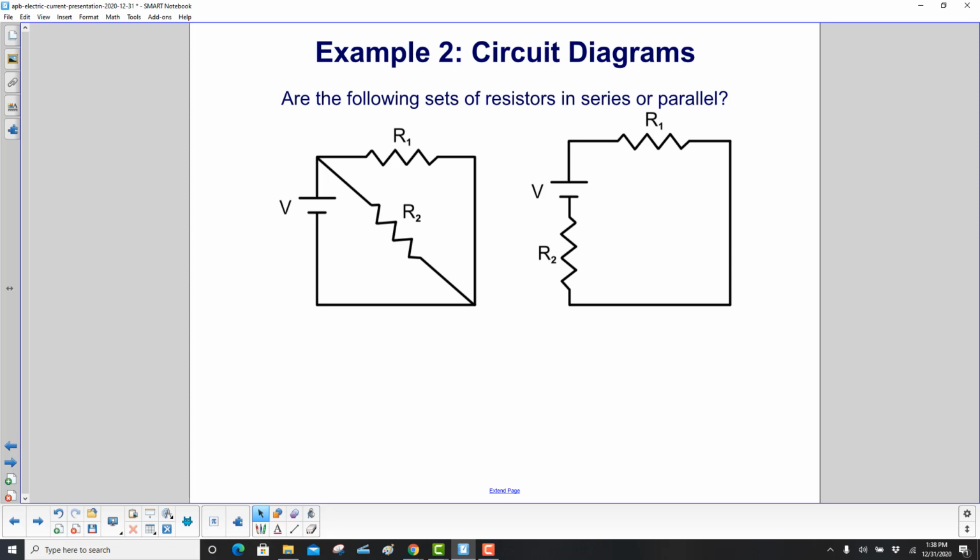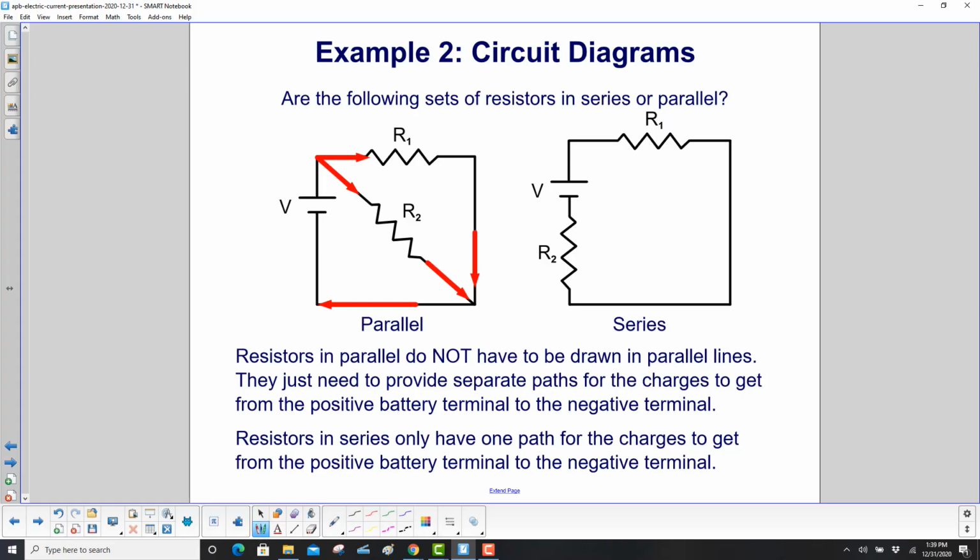This is kind of a tricky example, but the question is, are the following sets of resistors in series or parallel? The one on the left will be parallel and the one on the right will be series. Let's do the series one first.